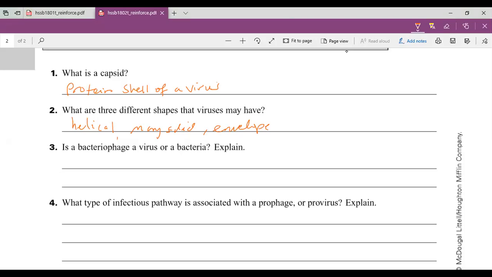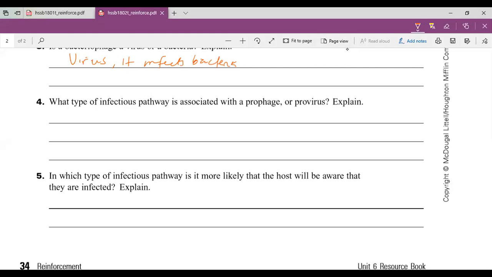Is a bacteriophage a virus or a bacteria? Explain. It's a virus. Why do you think so? Because it infects bacteria. Is that the reason why it's a virus? Yes. Another reason? So, a virus that infects bacteria.